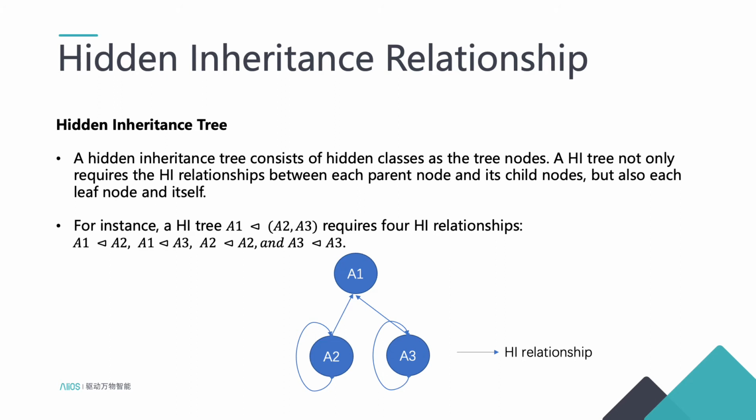After defining the hidden inheritance relationship, we define the hidden inheritance tree, which consists of hidden classes as the tree nodes. A hidden inheritance tree requires not only the hidden inheritance relationships between each parent node and its child nodes, but also each leaf node in itself.